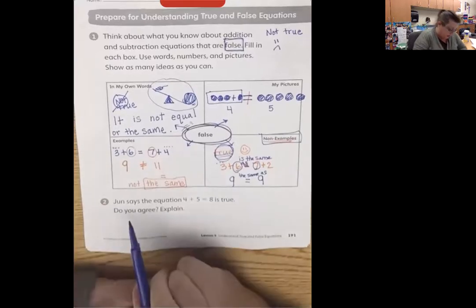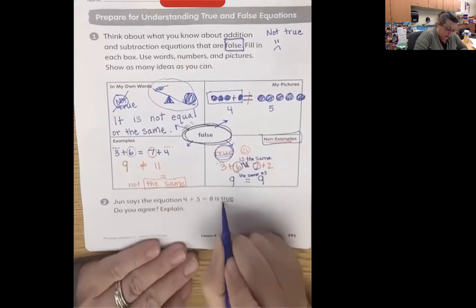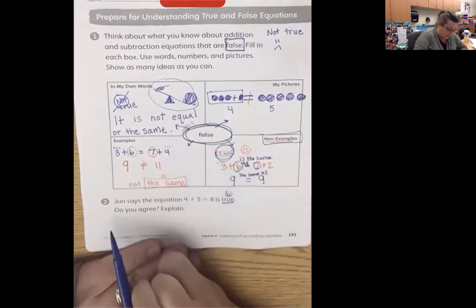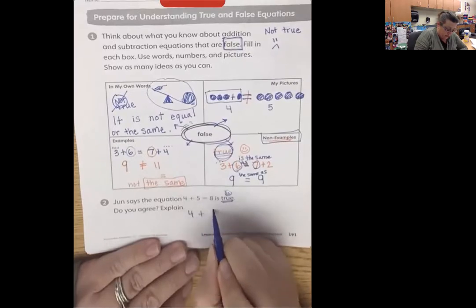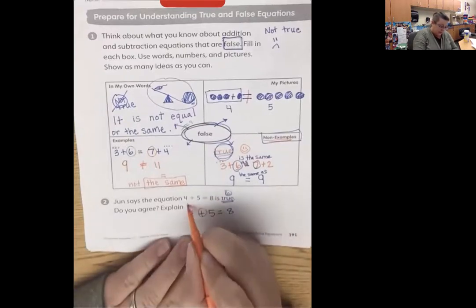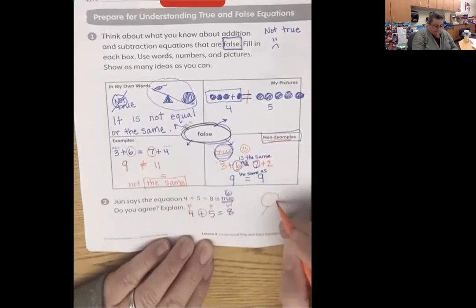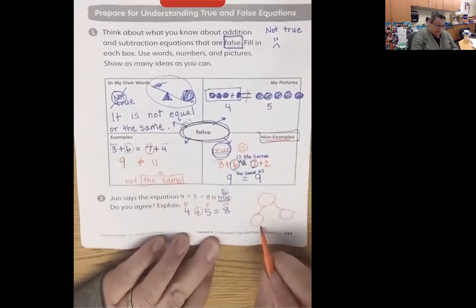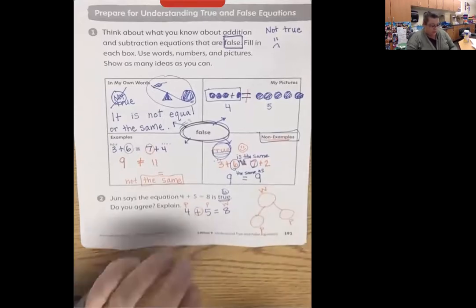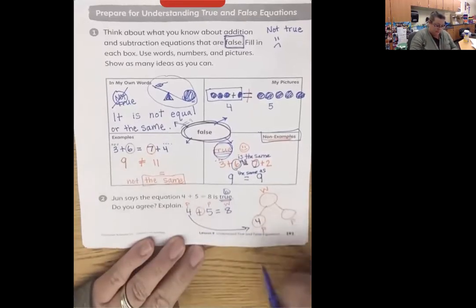Number 2 says, June says the equation 4 plus 5 equals 8 is true. True means correct. So let's solve. It says, do you agree? Explain. 4 plus 5 equals 8. Well, we know that the plus symbol tells us that 4 is a part and 5 is a part. And 8 has to be the whole, right? We know that a part plus a part equals the whole. If 4 is a part, I'm going to add 4 here. 5 is the other part, I'll add it to the other part, 5. 4 plus 5, 5 plus 4.